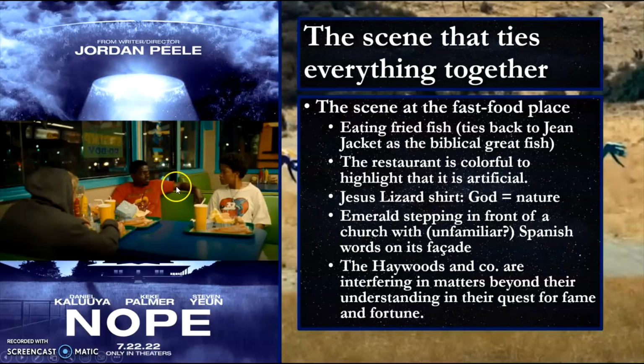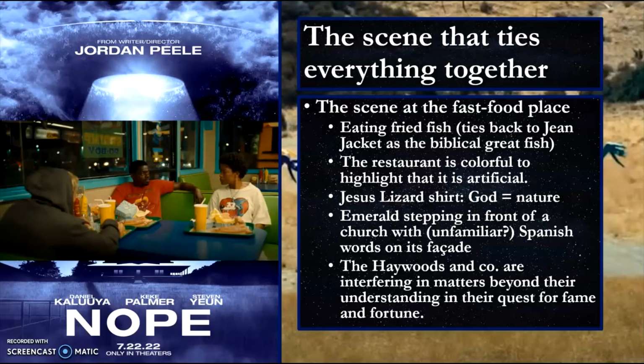And they're sitting, as you can see, in a very garish, colorful restaurant, and it happens to be a fish place, which could tie back to the notion of Jean Jacket as a great fish, like the great fish from the Bible who eats all the people, like the great fish ate Jonah. So they're not really respecting nature by eating fish, for one thing. And they're in this artificial, colorful restaurant.